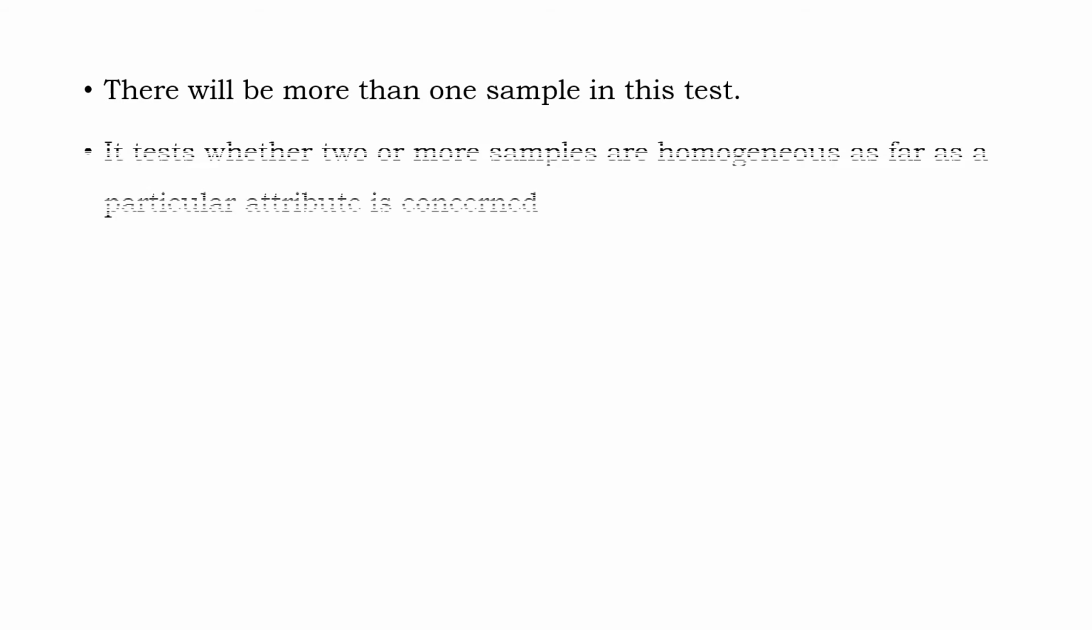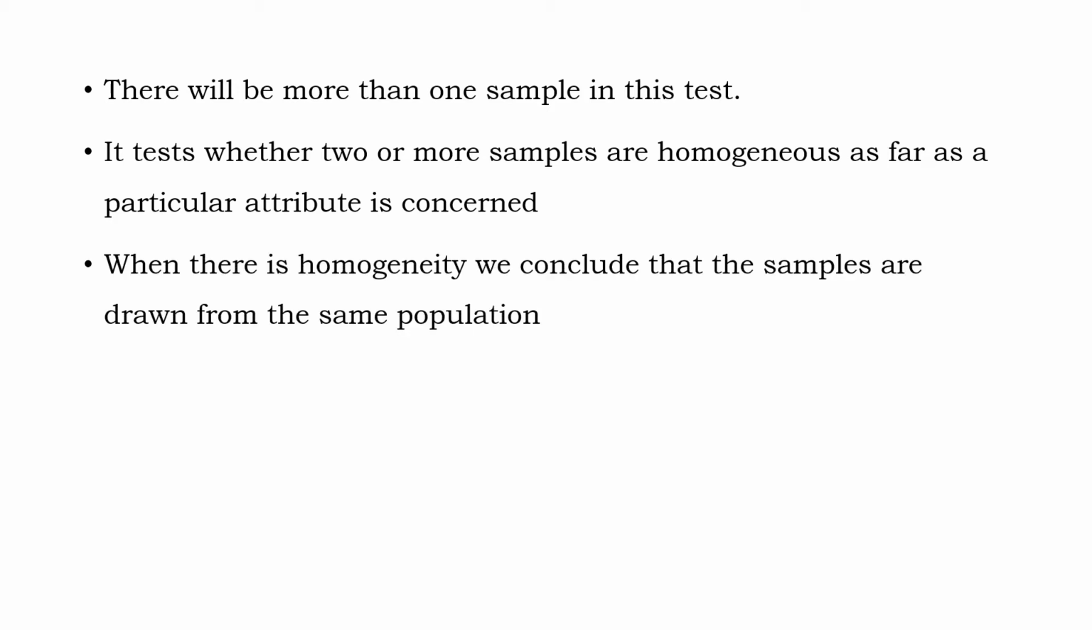So there will be more than one sample in this test, unlike the test of independence where there will be only one sample and you will be testing the independence of attributes, two or more attributes in a particular sample. But in test of homogeneity, you will be having more than one sample and you will be testing the homogeneity with regard to a particular characteristic. It tests whether two or more samples are homogeneous as far as a particular attribute is concerned. When there is homogeneity, we conclude that the samples are drawn from the same population.